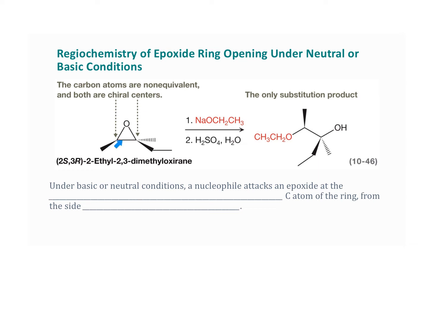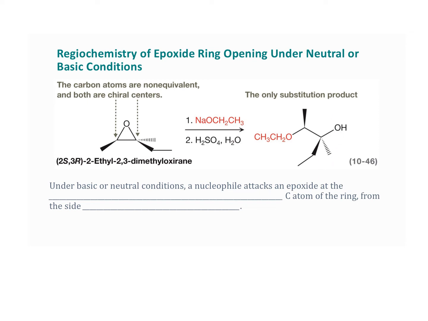And so what happens here is when we react this again with a base, so that's a base, and this is a sequential reaction. So we have a base and then an acid workup. What you're going to see is that preferentially this base adds to this side right here. Okay, this is the only product that you get.